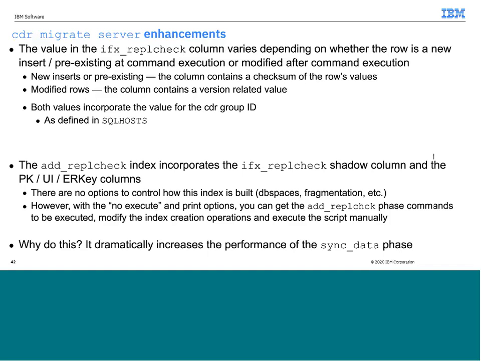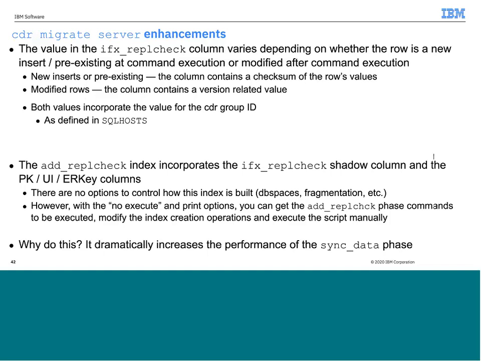Okay. So there is also an index that gets built on these tables that will have the shadow column as well as whatever columns are used to determine uniqueness, whether it's a primary key, a unique index, or ER keys. Now, there's no options. You have no control how this index is built. But as I said, you can run the build database command, having already run this build REPL check. You can see where the index is going to be built. You can modify it to add a first size, next size, in DB space, whatever it is you want to do, and then go ahead and execute that phase manually.